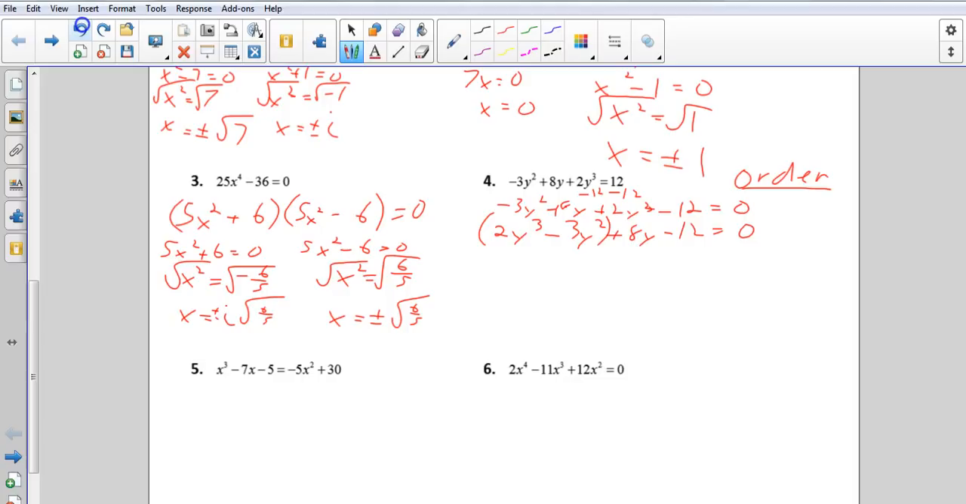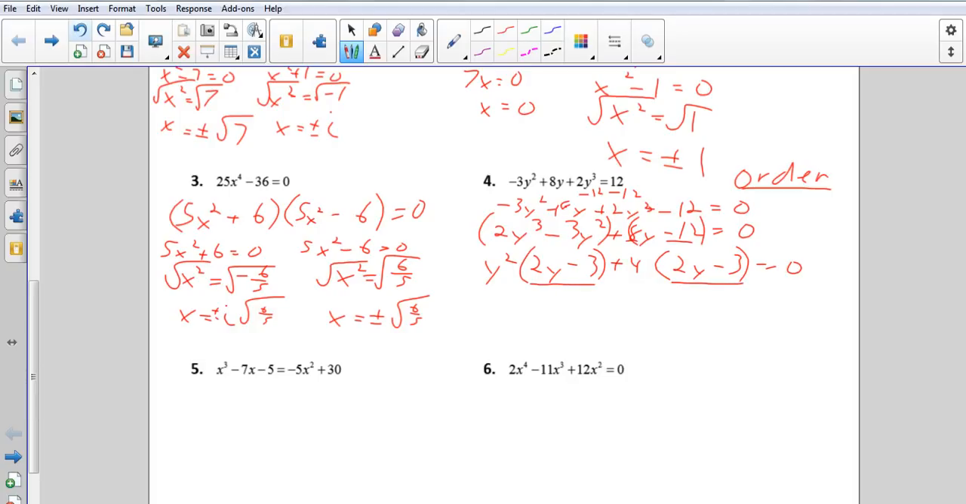Now, when I group them, it works out. I'm going to take a 2y squared out of here. Sorry, I'm not going to take a 2y squared. I'm going to take just a y squared because 2 does not go into 3 evenly. That's going to leave me 2y minus 3, which is what I want over here also. Can I get that? Yes, by dividing by a positive 4. 8 divided by 4 is 2. Negative 12 divided by 4 is negative 3.